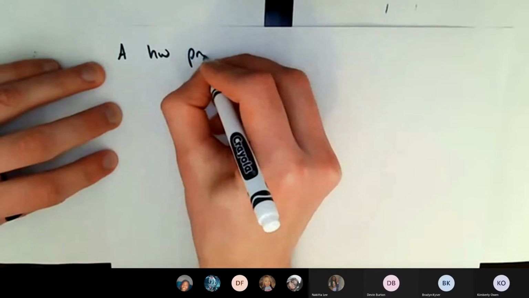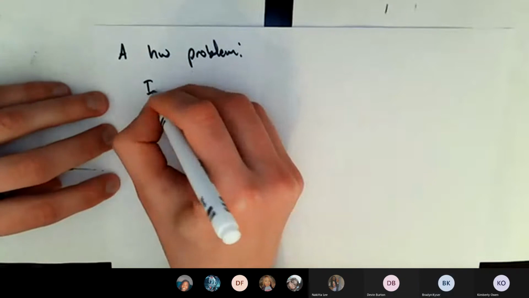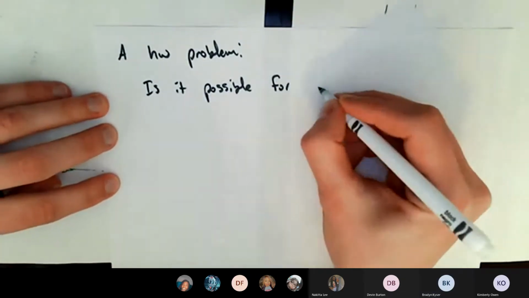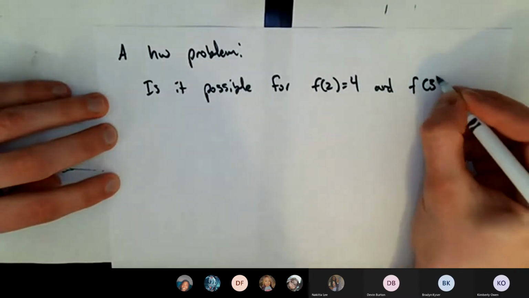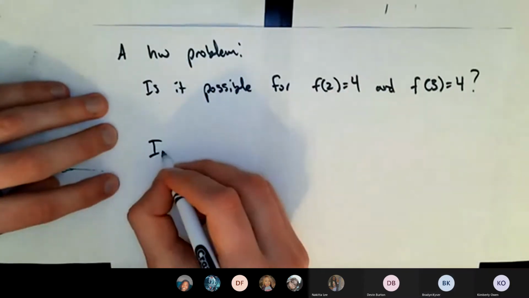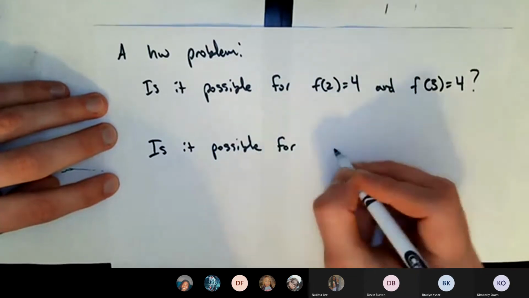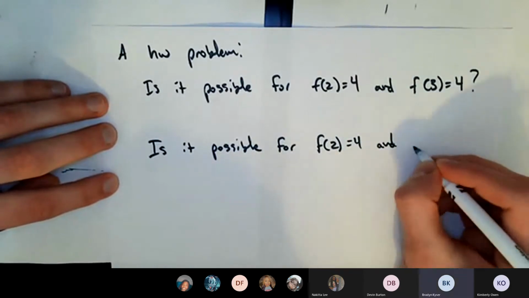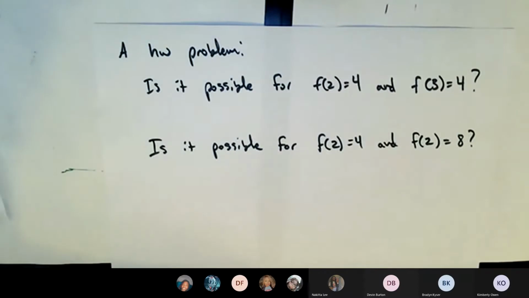Here's a homework problem dealing with the definition of a function. Is it possible for f of 2 to equal 4 and f of 3 to equal 4? Okay. And then question 2, is it possible for f of 2 to equal 4 and f of 2 to equal 8? All right, let's take these one at a time here.